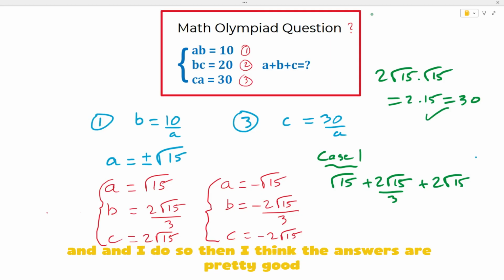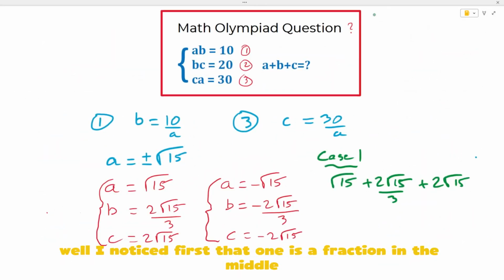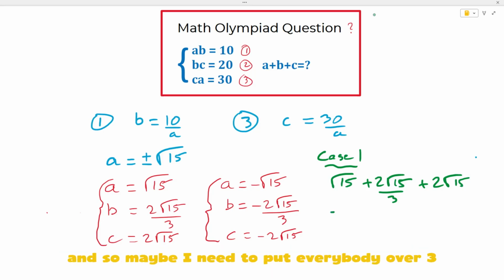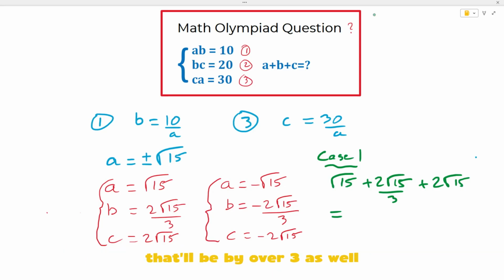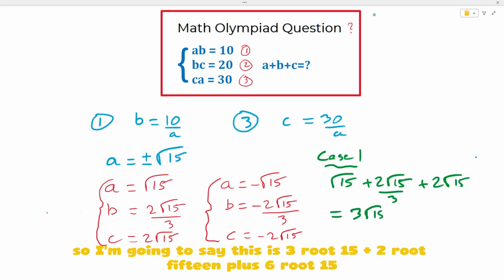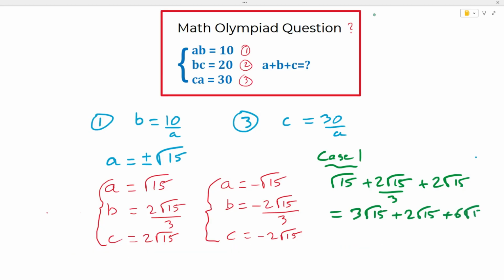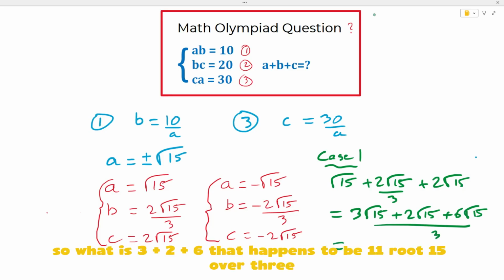So then I think the answers are pretty good, and I'm just going to go ahead and do the solution now. So how do I add these things? Well, I notice first that 1 is a fraction in the middle, and so maybe I need to put everybody over 3. So if I multiply root 15 by 3, that'll be over 3 as well. If I multiply 2 root 15 at the end by 3, that'll be over 3 as well. So I'm going to say this is 3 root 15 plus 2 root 15 plus 6 root 15, and all of that is divided by 3. So what is 3 plus 2 plus 6? That happens to be 11 root 15 over 3.